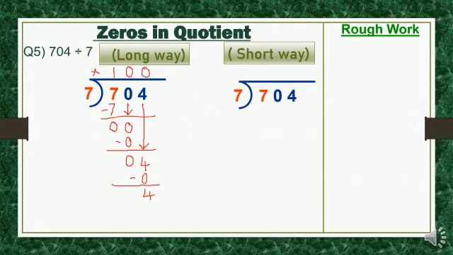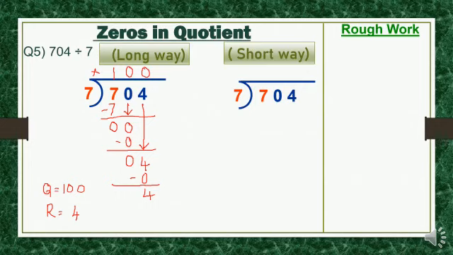So is there any more number to bring down? No. So we stop. So the quotient becomes 100 and the remainder becomes 4. This is the long way of doing. Let's do this in the short way.